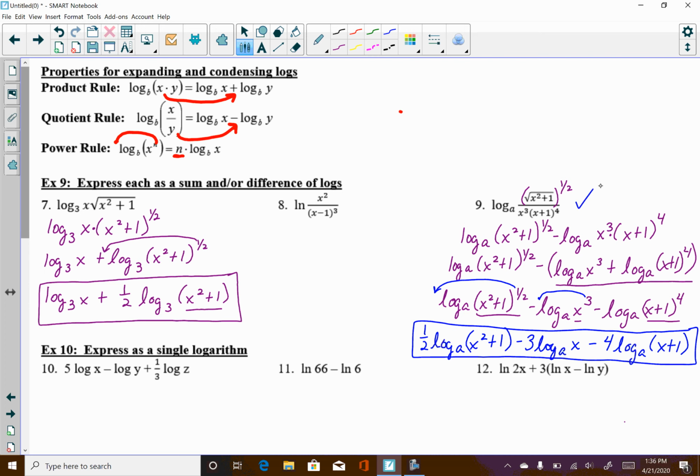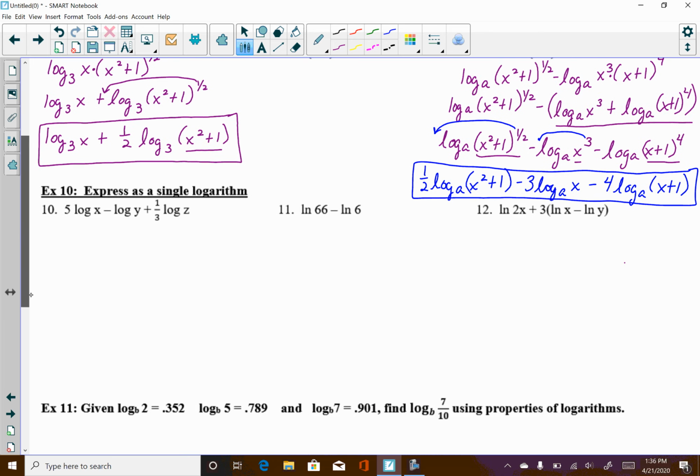Okay. All right, so if we scoot on down then to example 10, in example 10 we're going to express this as a single log. And so essentially you're working backwards. So coefficients in front come up as exponents, subtraction tells us to divide, addition tells us to multiply. Okay, so with that said, I think I'll do 10 and 11 with you and let you try 12.